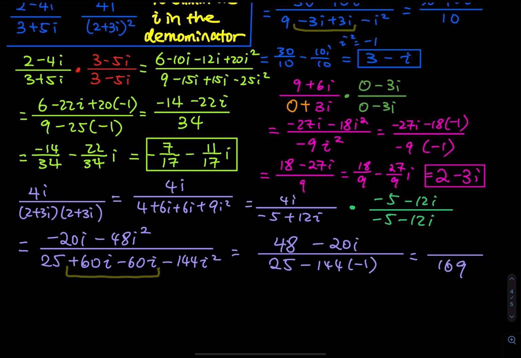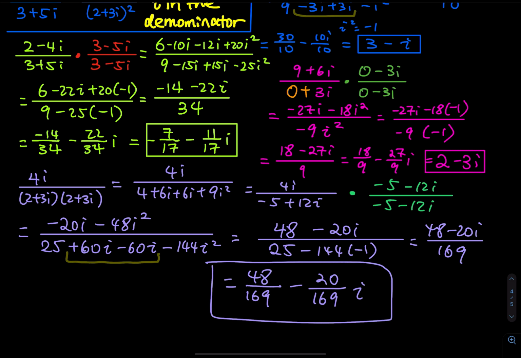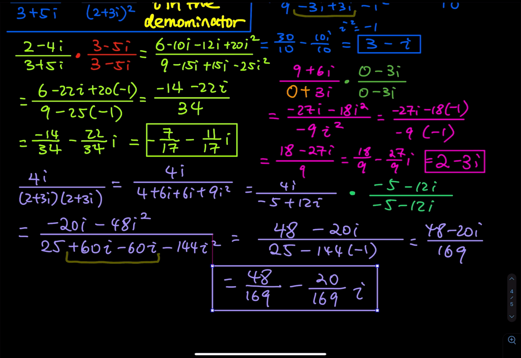So 169, 48 minus 20i, and then we break this down into two pieces. 48 divided by 169, and then minus 20 divided by 169i. And then that's it. That is the answer to the last problem.